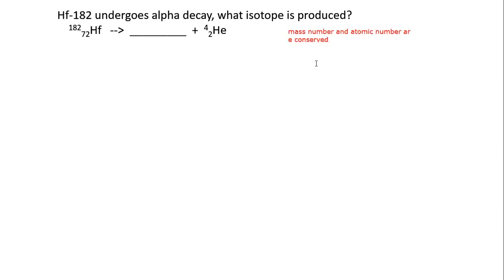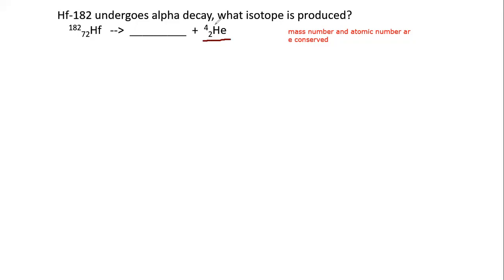So whatever your total mass number is on the reactant side, you have to have the total mass number on the product side. Likewise, whatever your total atomic number is on the reactant side, you have to have that same total atomic number on the product side. So here, for example, we have hafnium-182. We produce an alpha particle. So this is alpha particle decay. So decay emissions means it's a product.